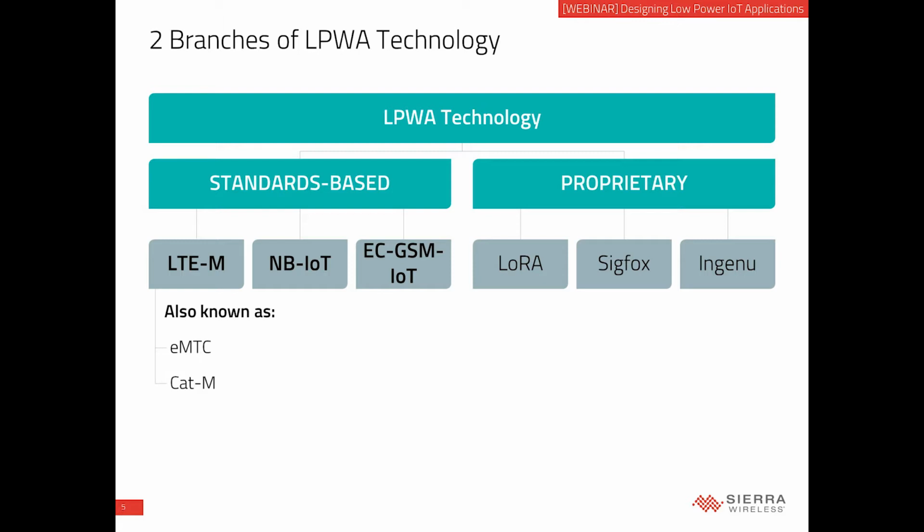So to give you a first overview of LPWA technologies, one thing we should keep in mind on this slide is that you have mainly two big branches of LPWA technology. On the right-hand side, you have a number of LPWA technologies that have been developed in proprietary ways. They came faster on the market, and they've been around for probably 4 to 5 years for some of them already.